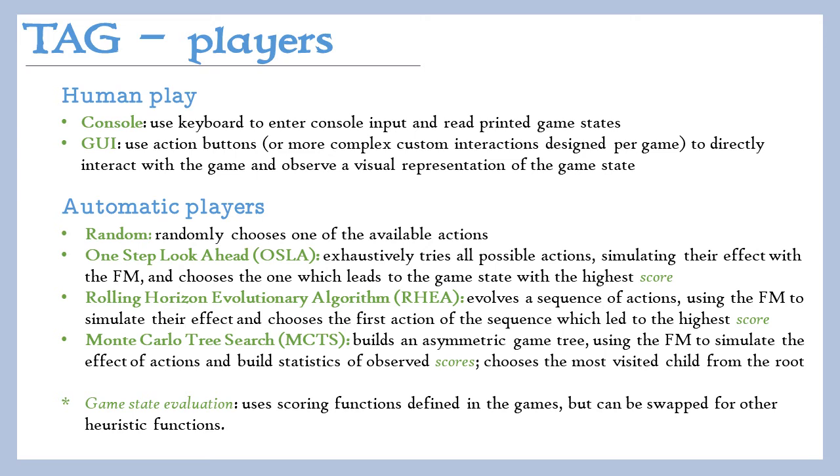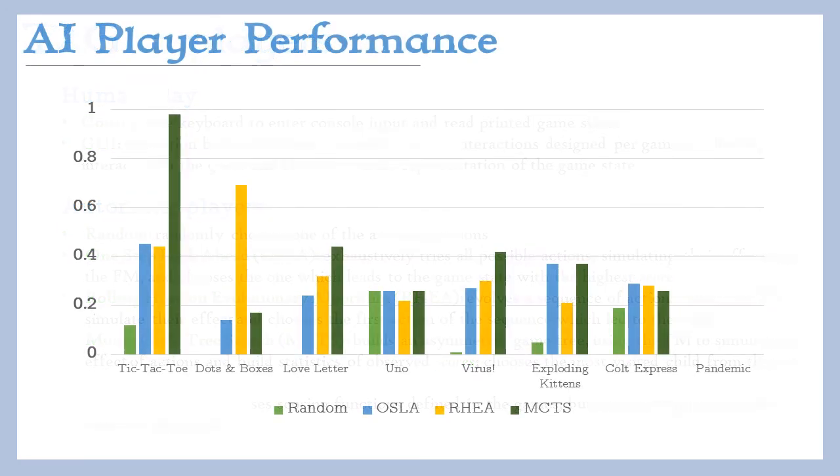OSLA, RHEA and MCTS all use the forward model to simulate possible future scenarios and an evaluation function to evaluate the game state. We've tested our agents on the current collection of games.